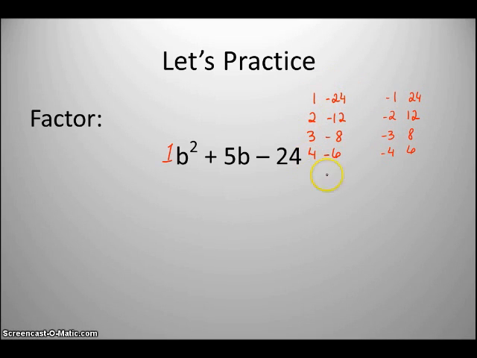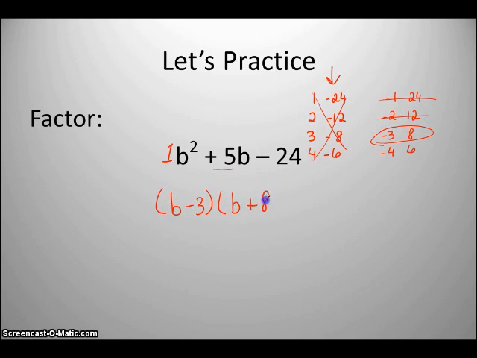Well, on this first set, if I look at any of these, I'm going to get a negative number. So I automatically know it's none of these. Now I have negative 1, positive 24, that just gives me 23. Negative 2 and 12 gives me a positive 10. Negative 3 combined with a positive 8, oh, that gives me a positive 5. That's exactly what I needed. So I know that my factorization is b minus 3 times b plus 8.